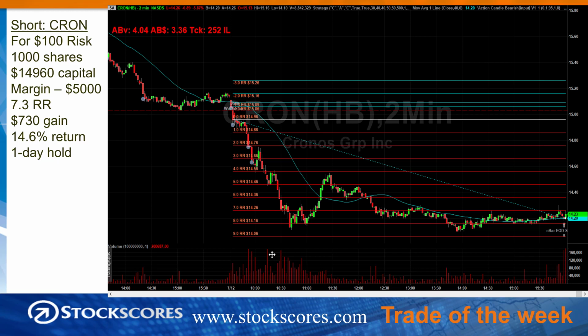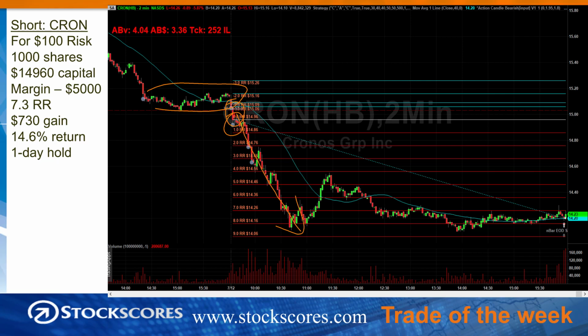And this particular stock was a short sell candidate on Friday. It triggered my action candle indicator. You can see the little gray dot there. That's what I use for the short signal. This is something that we found with the active live service on Stock Scores. You can read more about that on the Stock Scores website. It broke down from low volatility with the 2-minute action candle and then went sharply lower.